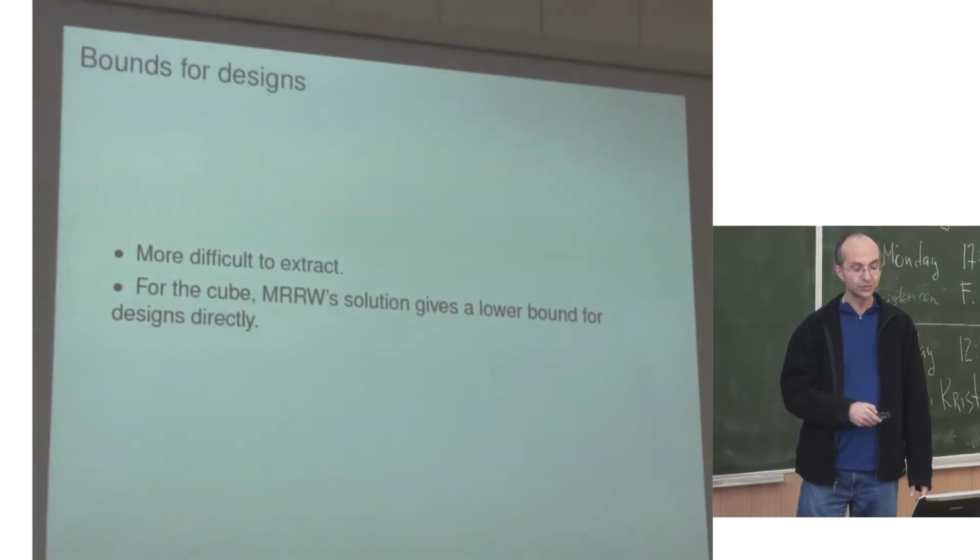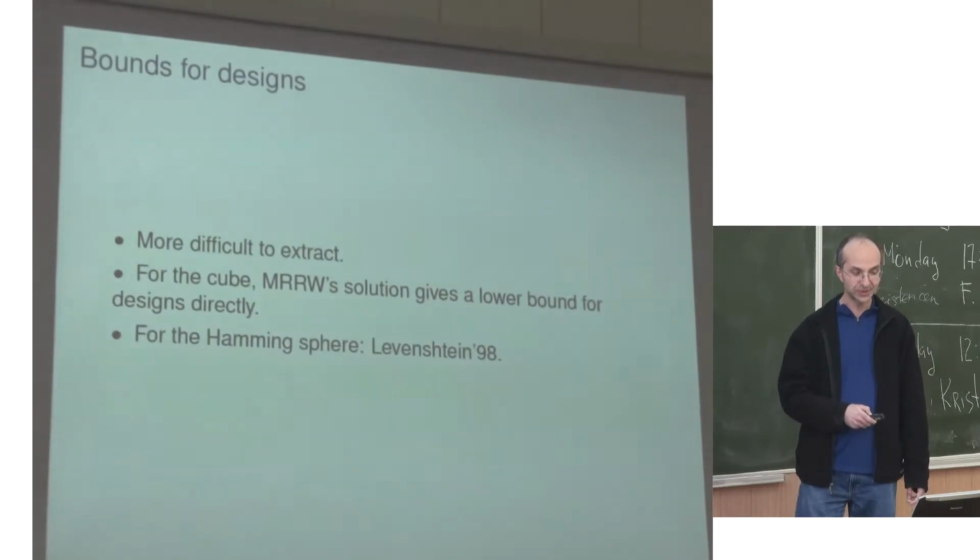So for the Hamming cube, one can apply the solution of McEliece, Rodemich, Rumsey, and Welch basically directly, and this would give a lower bound for designs as well as an upper bound for codes. For the Hamming sphere, it took a while. Levenshtein, in '98, gave a solution which wasn't very far removed from other things. Anyway, it took about 20 years.